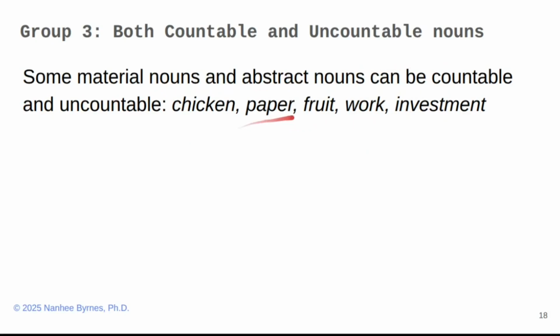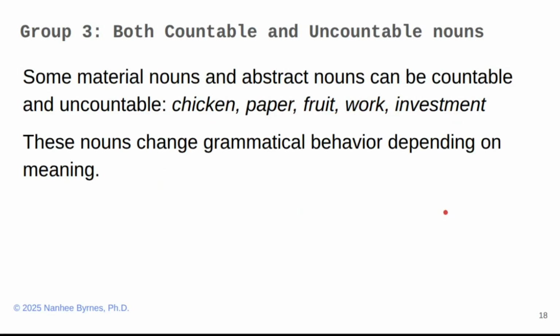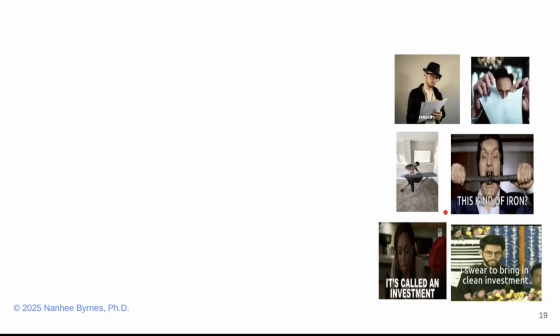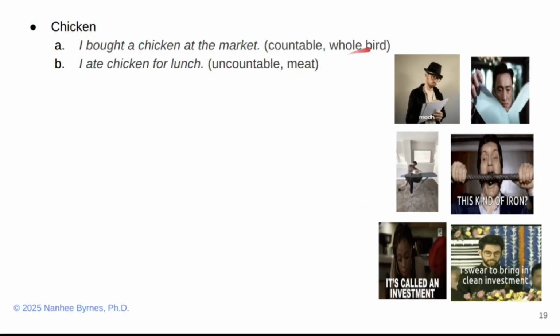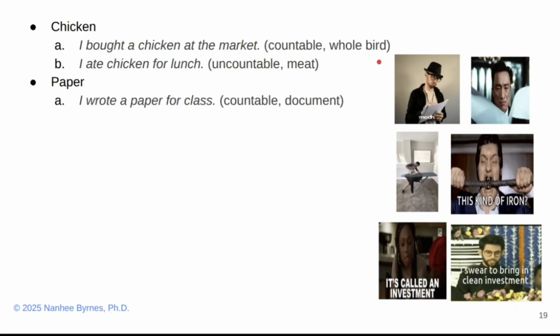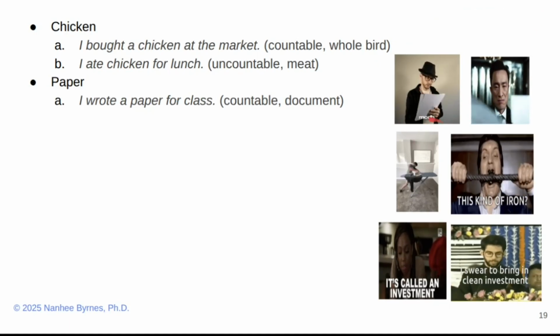Examples include chicken. Countable, I bought a chicken at the market. That means one whole bird. Uncountable, you might say, I ate chicken for lunch, and that means the meat, not individual animals. Paper. Countable would be, I wrote a paper for class. That means a document. Or if it's uncountable, you might say, I need paper to print the report.